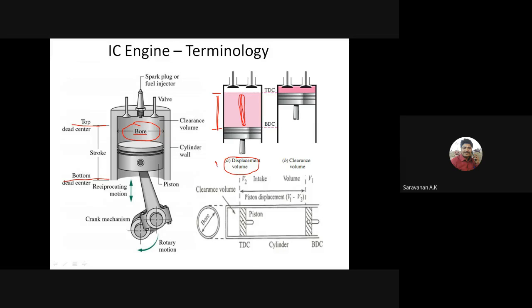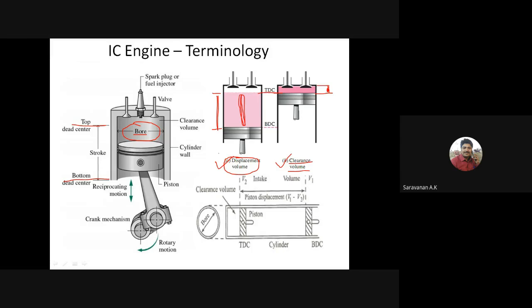So displacement volume is one, and the second one is the clearance volume. What is the clearance volume? The piston moves to the region of TDC, right? So the gap between the cylinder head, that is the valve section, and the TDC position, here we have some limit volume. That limit volume is called the clearance volume, right? So we can specify the maximum or total volume of the cylinder as the displacement volume plus the clearance volume. Both we have to consider.